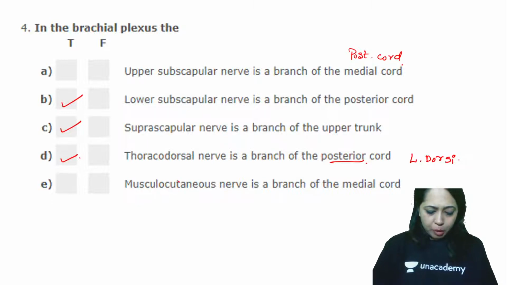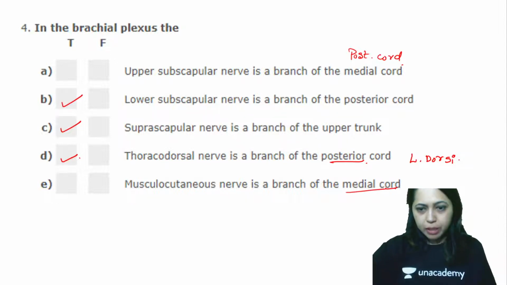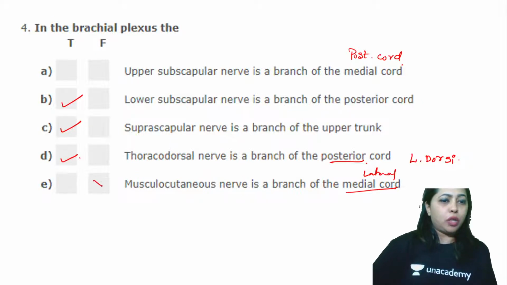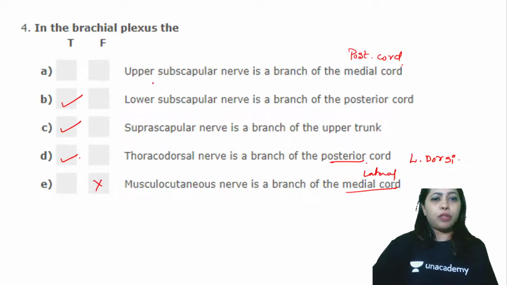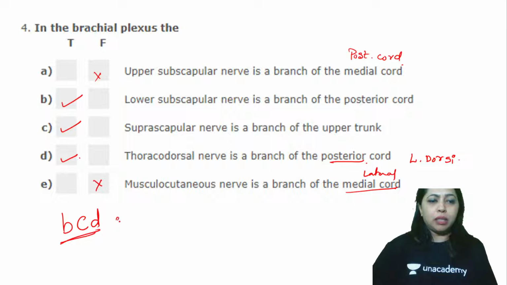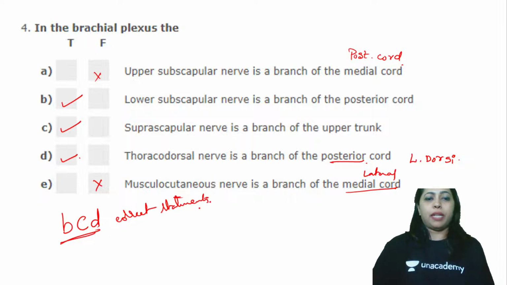Musculocutaneous. Who has written about musculocutaneous? Musculocutaneous is a branch from the lateral cord. It's not medial, it is from the lateral. This is false. The first one is also false. So the answer is B, C and D. So these are the correct statements, I can say. Okay, next one.